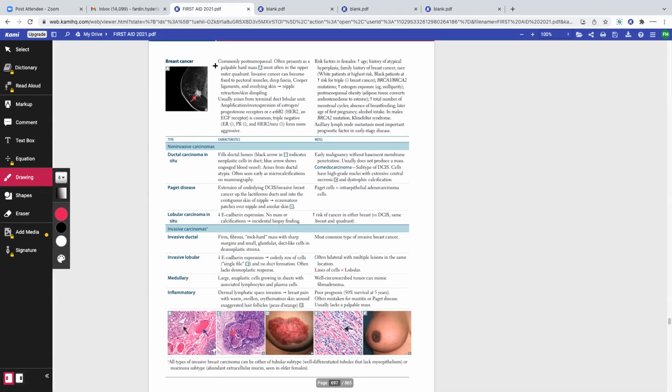Okay. Breast cancer. So breast cancer, this is commonly present in postmenopausal women because breast cancer, is it an estrogenic tumor? Yes or no? Fast answers, please. The answer is yes. Breast cancer is an estrogenic tumor. Females who have high amount of estrogen, they are at risk of developing breast cancers. So they often present as a palpable hard mass and in the upper outer quadrant.